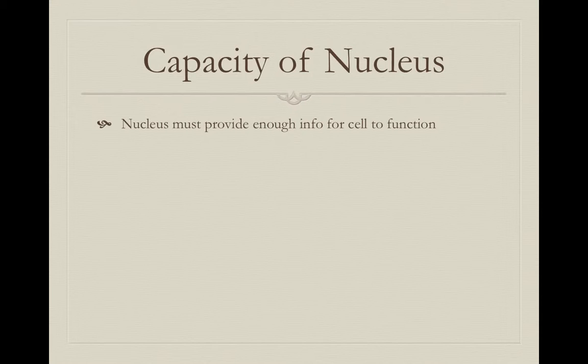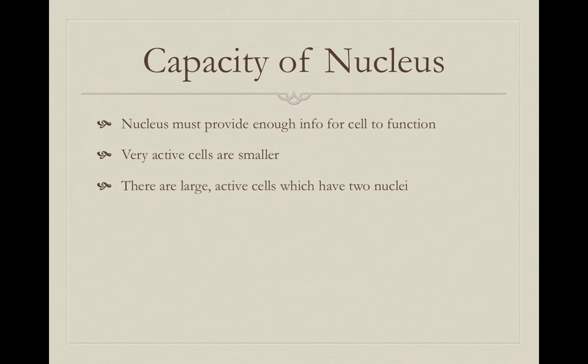Capacity of the nucleus. The nucleus must provide enough information for the cell to function. If there's not enough information, then the cell won't be able to function and it'll just die. So active cells are usually smaller. And then there are also larger active cells which contain two nuclei. So if the cell is large, it may need to have two nuclei for it to function completely. But if it's just a small cell, then it'll probably just have one nucleus and it'll probably be very active.